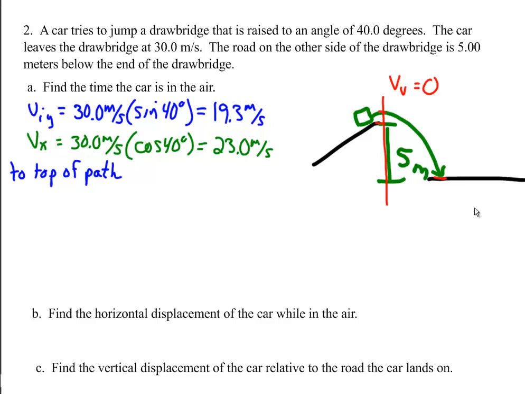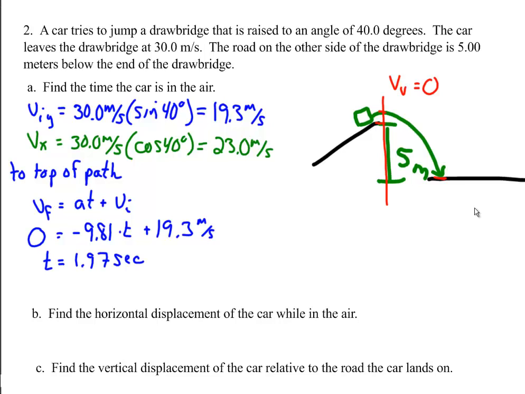It's acting down, and I know my initial velocity is acting up. So I'm going to use the final velocity equals acceleration times time plus initial velocity. So final velocity is 0. I'm going to say up is positive, so it's negative 9.81 times time plus 19.3. So I end up with a time to get to the top, not very long, 1.97 seconds. Getting to the top of the path doesn't help us a whole lot.